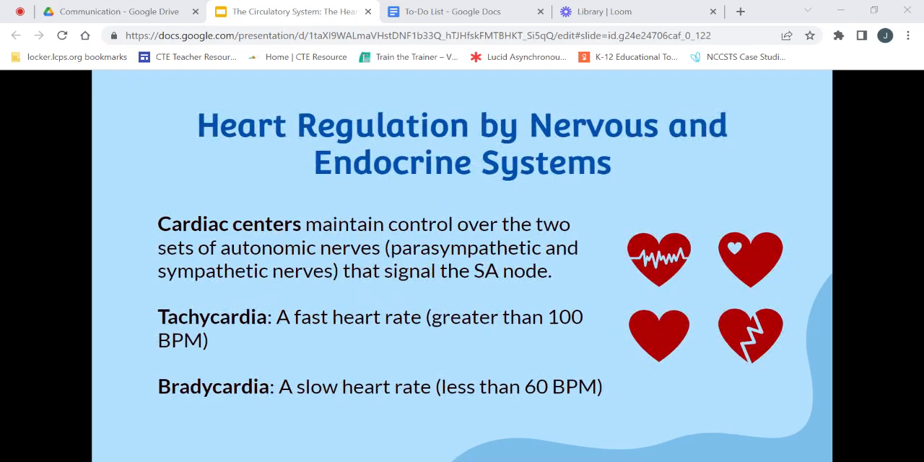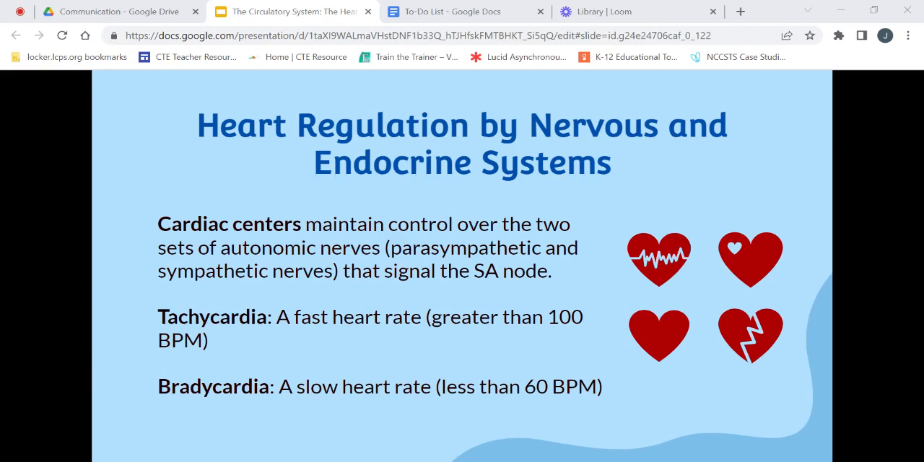And finally, we're going to discuss heart regulation by the nervous and endocrine systems. Sensory receptors in the walls of certain blood vessels and heart chambers are sensitive to changes in blood pressure. When stimulated, they send messages to cardiac centers in the medulla of the brain. Cardiac centers maintain control over the two sets of autonomic nerves that signal the SA node.